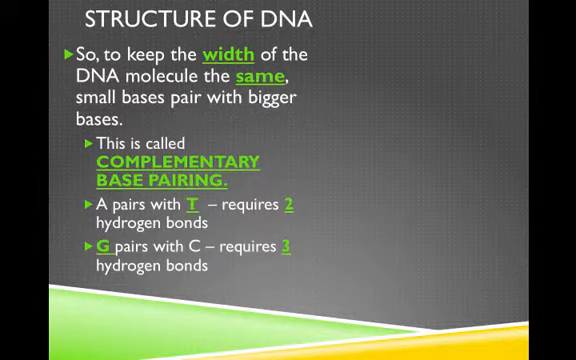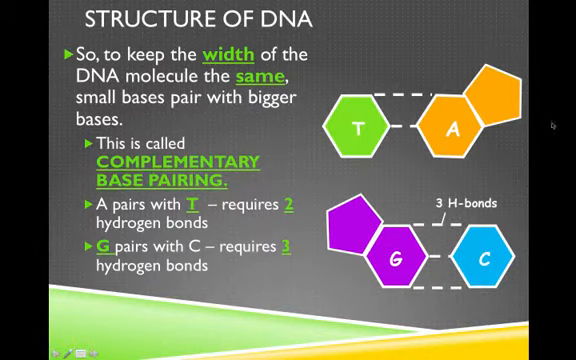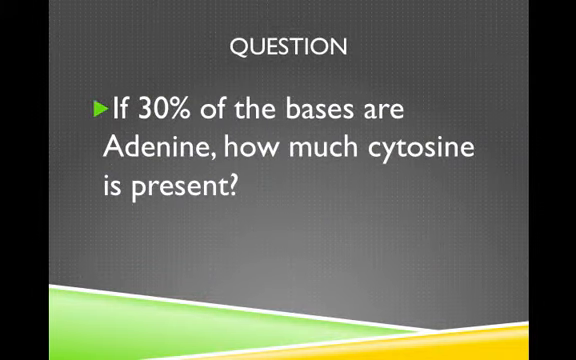So in order to keep the width of the DNA molecule the same, we always have a larger base paired with a smaller base. This is called complementary base pairing. So A will always pair with T, and G will always pair with C. When A pairs with T, you are going to have two hydrogen bonds, as you can see in the figure on the right. When G pairs with C, you are going to have three hydrogen bonds, as you can see in the purple and blue figure on the right. So it's important to know how many bonds are formed between each of the bases and what the bond type is.